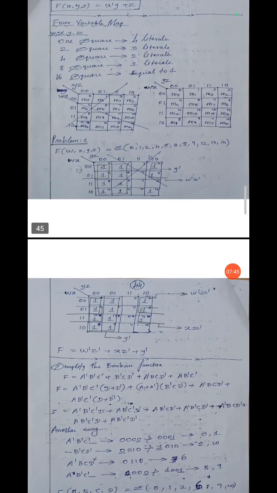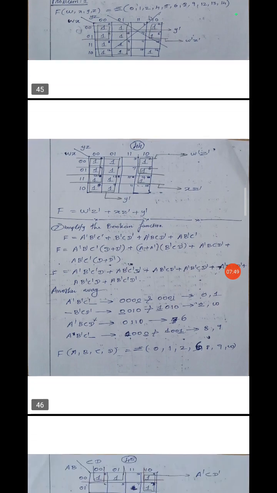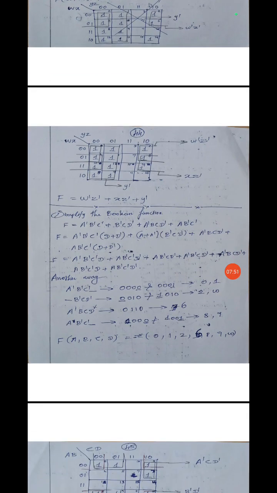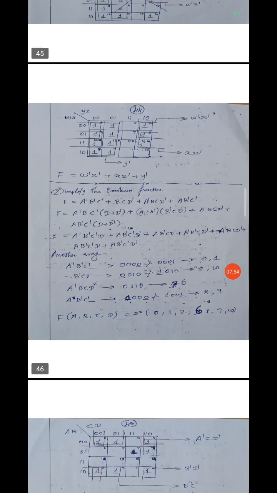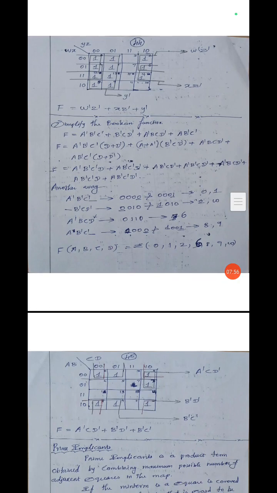The next one is a 4 variable K map. In the 4 variable K map the process is the same. Simplify the Boolean function. So they give a large equation. This equation has 4 variables but sometimes has 3 variables. So you have to convert the 3 variable terms into 4 variable terms by multiplying by d plus d dash, a plus a dash, or b plus b dash, etc. It depends upon the requirement.